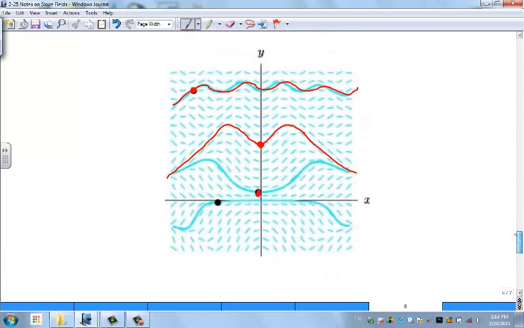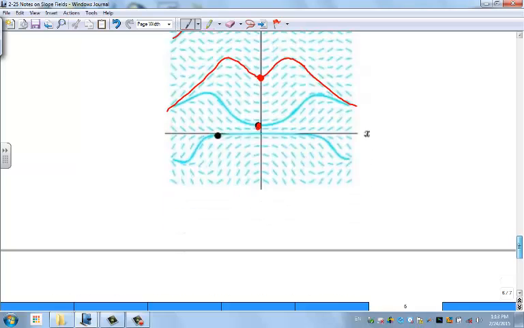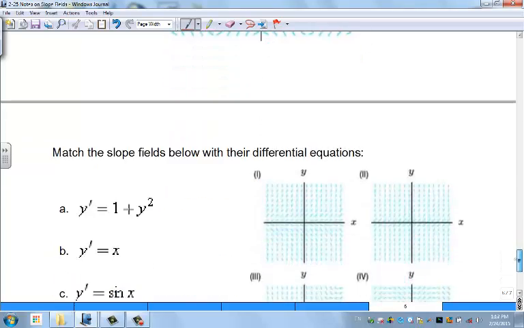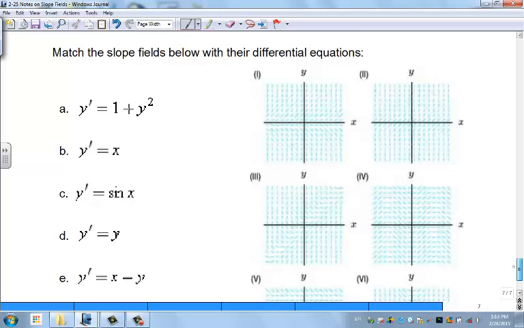Next class we'll be learning Euler's method, which is really the same type of thing as this, except we do it with numbers. You'll have a slope that takes you to the next slope based on adding it to your y.